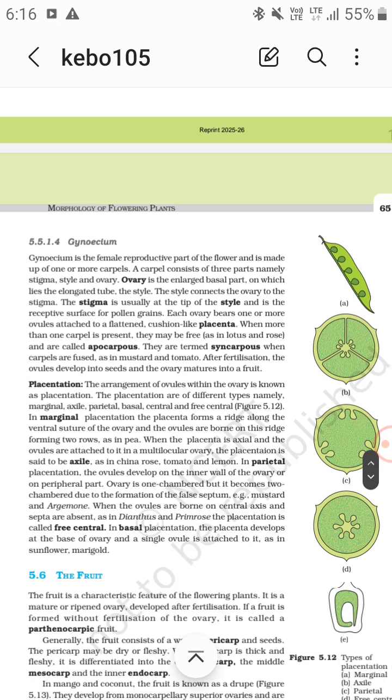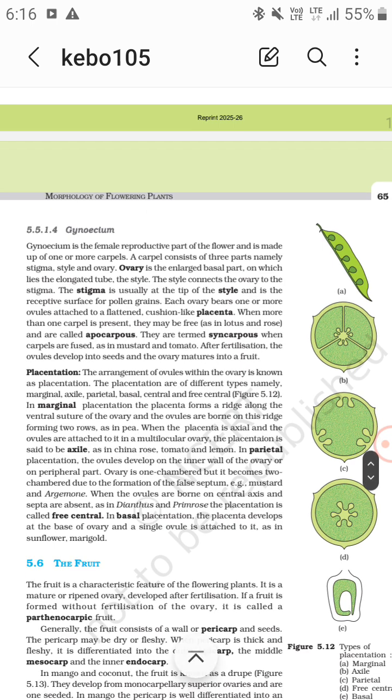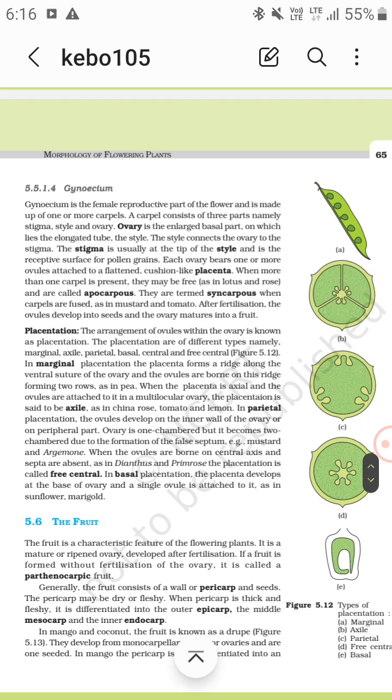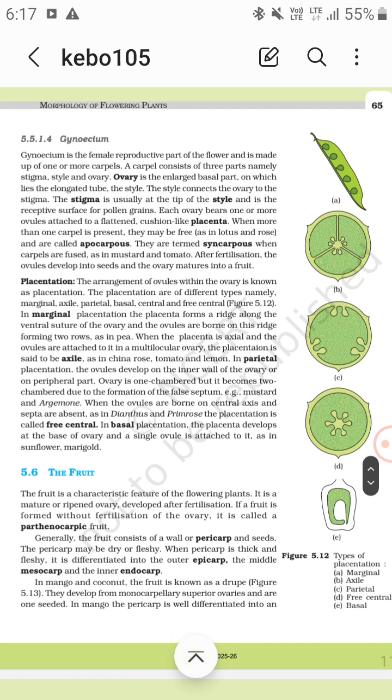Now the gynoecium has the ovary, stigma, and style. The ovary is the basal part, then the stigma, and there is the style. The stigma is the tip, the platform for pollen germination. The style is the elongated structure between ovary and stigma. And the placenta is a cushion-like flattened structure where ovules are attached.